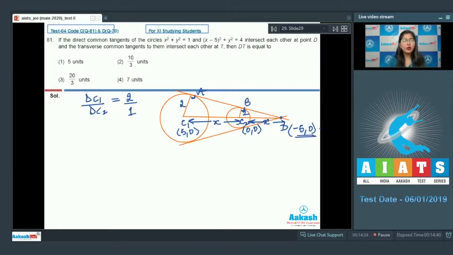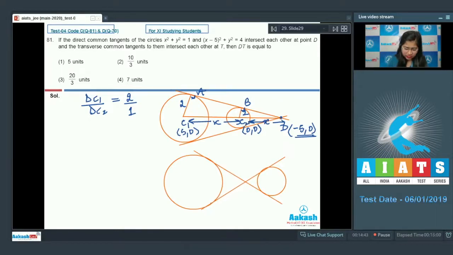Similarly, we will find the coordinate of point T. Let us again draw a diagram. These are the two circles and these are the transverse common tangents on the two circles. Let us say this is C1 and this is C2, and let us join these points. When we join C1C2, it will pass through this point, that is T, and let us say this point is P and this is Q.